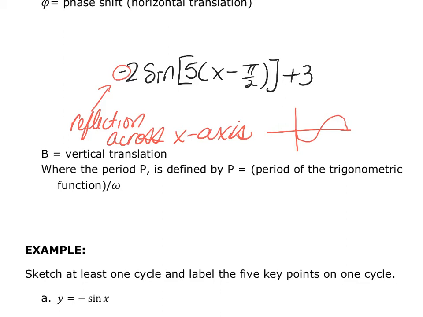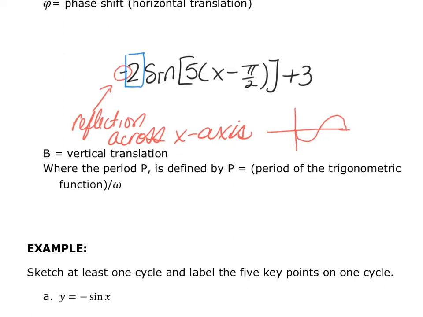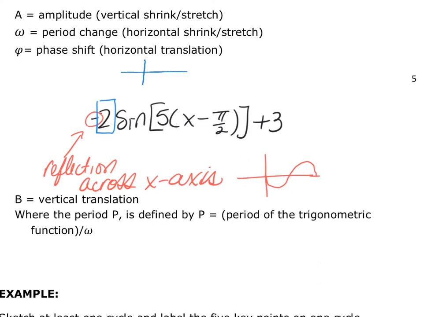What does the 2 do to my graph? It's a vertical stretch. So instead of having my graph go from 1 to negative 1, it's going to go from positive 2 to negative 2. So far what we have is this graph is going to look like this. Not drawn well, but it's going to go up to 2 and go down to negative 2.